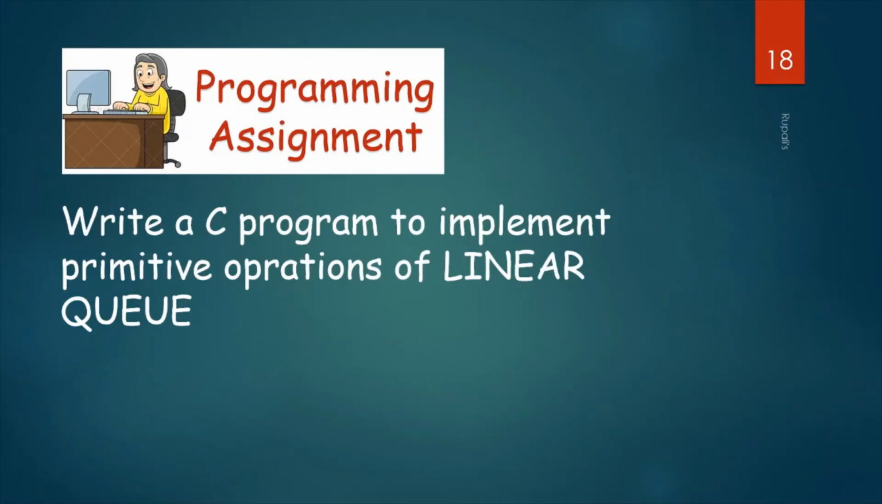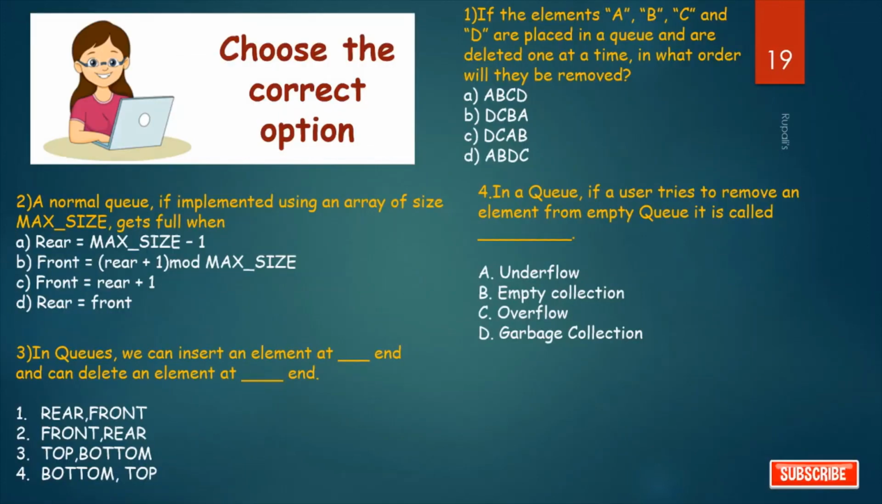This is your programming assignment. Try to write a C program to implement the primitive operations of linear queue. This is your homework. Choose the correct option and tell me in the comment section what the correct option is.